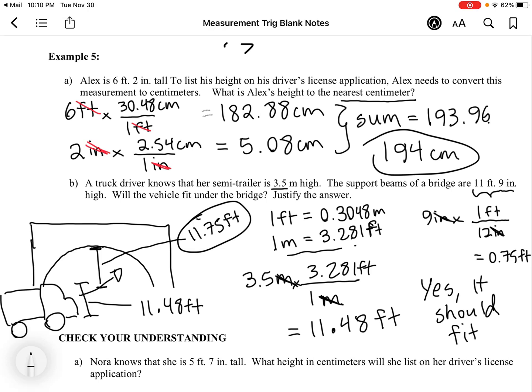So personally, I wouldn't take that risk. If you said no, I wouldn't take that risk because it's not very much wiggle room, that, of course, is a totally fine thing to do. If you say yes, it'll fit, you want to live on the wild side, that's fine too.